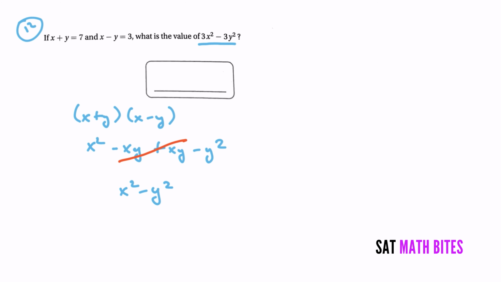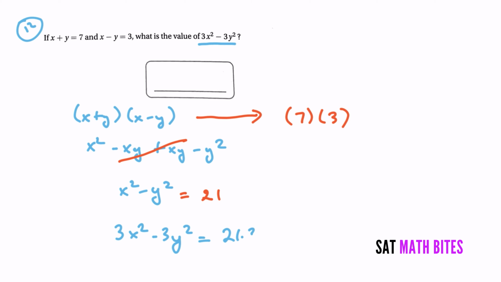That looks really similar to 3x squared minus 3y squared. We just have to multiply by 3. So x plus y, we already know that. That's 7. X minus y is 3. We already know that. So x squared minus y squared is 21. So to get 3x squared minus 3y squared, all we have to do is multiply this by 21. So that would be 21 times 3. So the answer here would be 63.